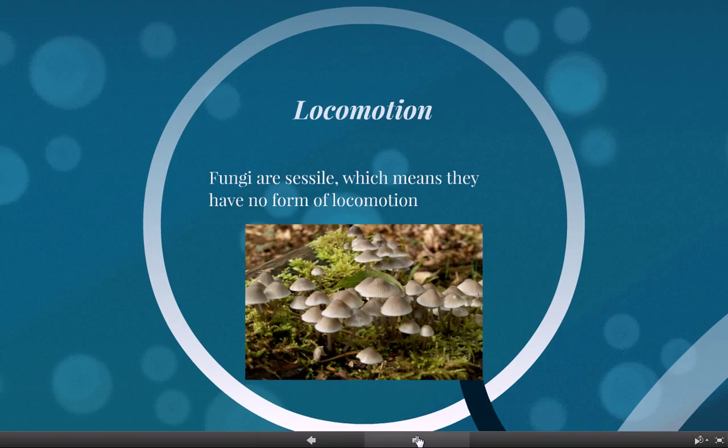Now, locomotion-wise, part of the reason they get mistaken for plants is because they are sessile. Sessile means they don't have a form of locomotion. Their spores that they release when they reproduce can get carried on the wind, kind of like seeds do, but once they're growing, they are not moving around. You don't see mushrooms trying to cross the road.